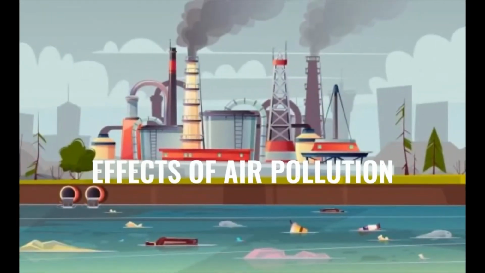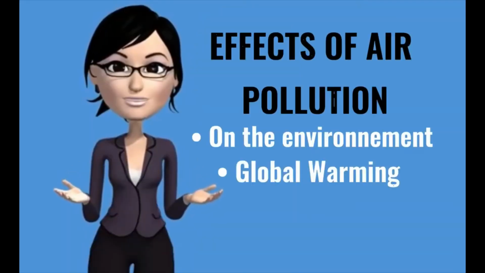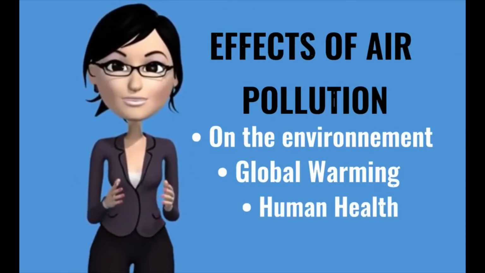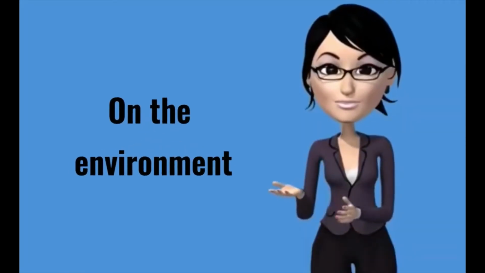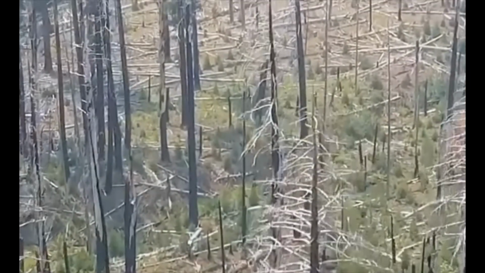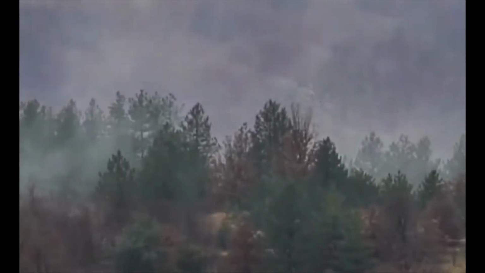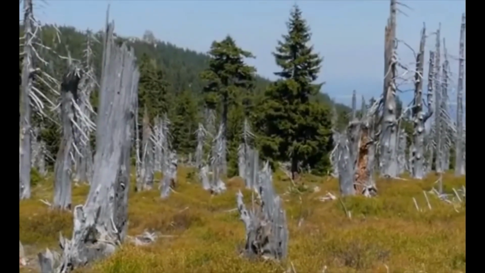Effects of air pollution. It is impossible to describe the whole extent of potential and actual damage caused by all forms of air pollution, but here are the main consequences: on the environment, global warming, and on human health. On the environment, air pollution has a major impact on the process of plant evolution by preventing photosynthesis in many cases, with serious consequences for the purification of the air we breathe.